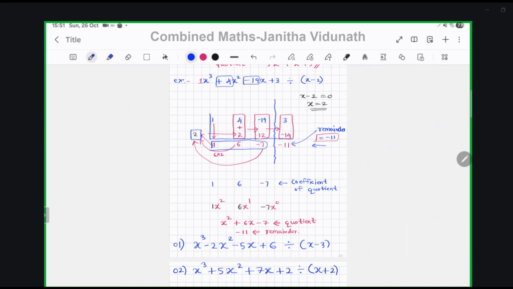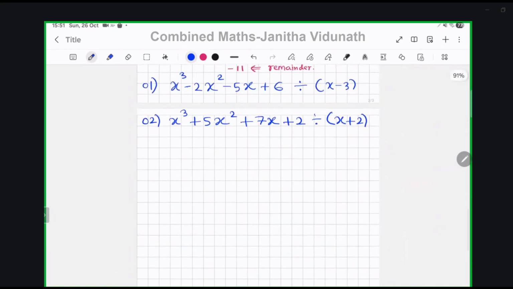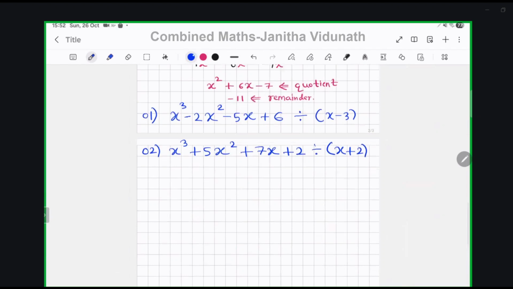Okay. Now I will solve the first question. Here our question, the coefficients are 1, minus 2, minus 5, and 6. We need to set our divisor to 0. That means x minus 3 equal to 0. That means x equal to 3. That means 3 is the number inside the box.